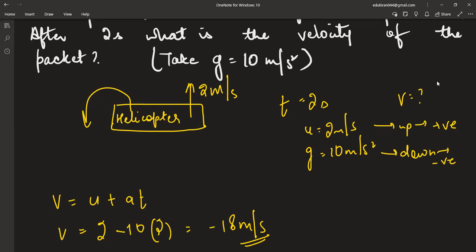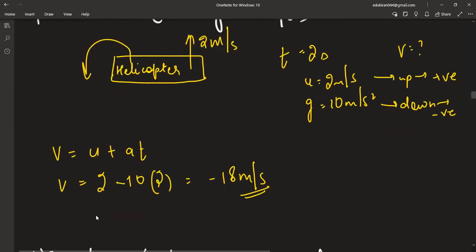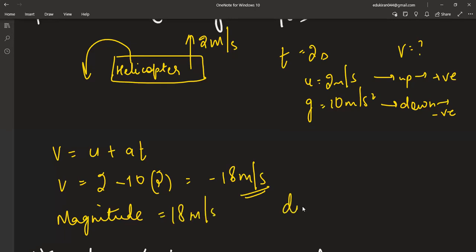Now, what does this mean? This means the magnitude is 18 meters per second and the direction is negative. Negative was for downward. So the direction is downwards. This is how we have to solve this question.